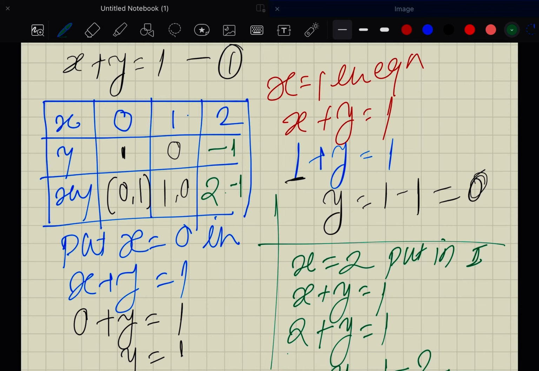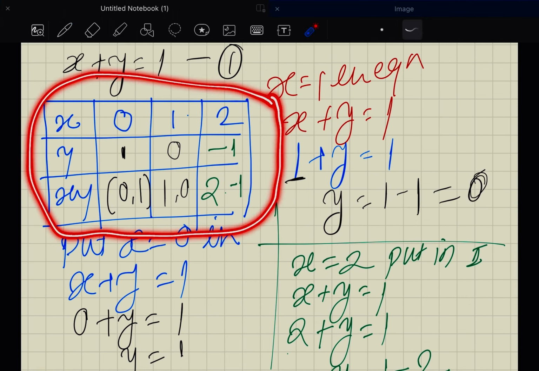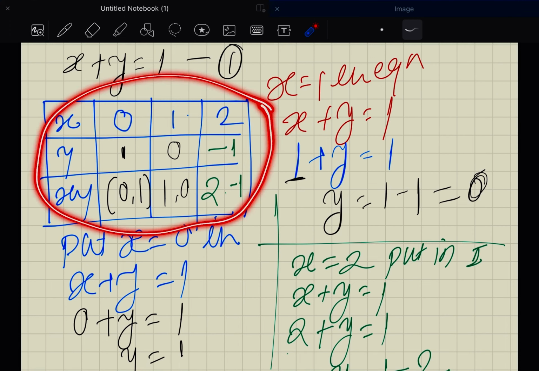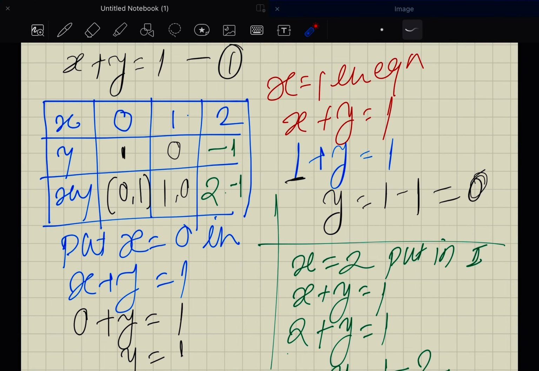Now, by using this data, we have to plot a graph on a graph paper. Clear? So this is an important point. Whatever calculations we did right now to find the values of x, y, for the condition x is equal to 0, 1, 2, we get the value of y as 1, 0 and -1. Now let's move to the graph paper. We have to plot a graph for this one.